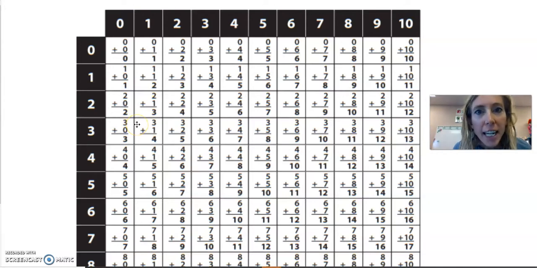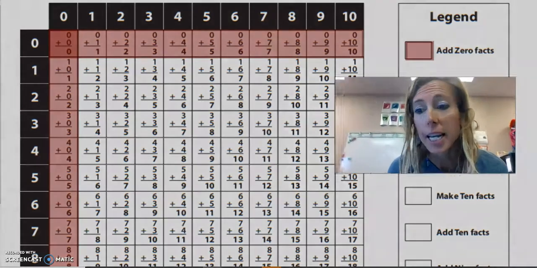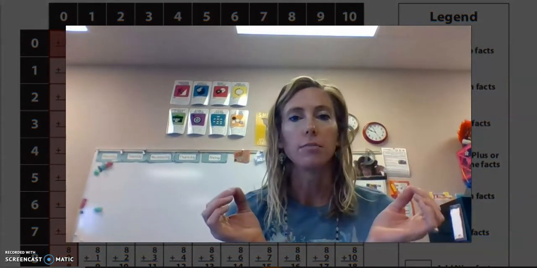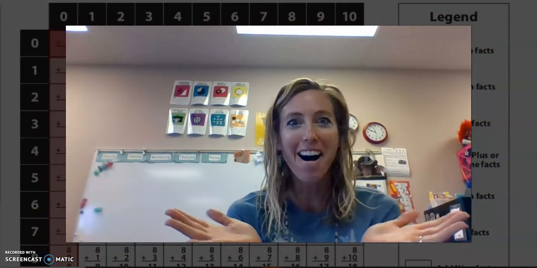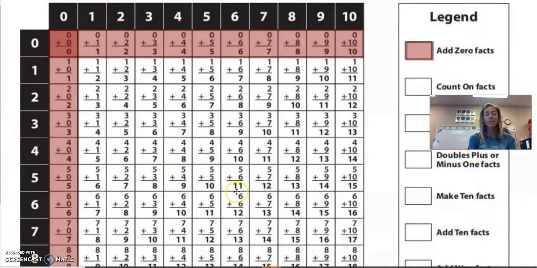Every addition fact that we need to know off the top of our head so that we can get to the really interesting math stuff. Okay, so if we take a look at this chart and look at the most fun facts ever, the ones that are highlighted here are called the add zero facts. Zero is amazing because when you see zero, your face should go from this to that, because the answer is just right in front of you.